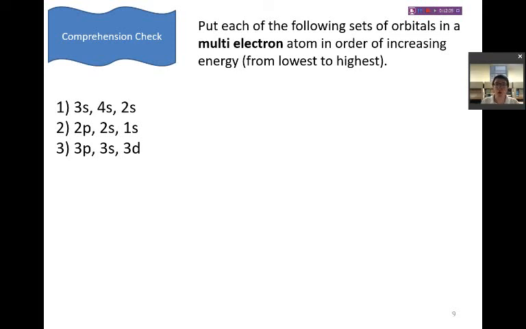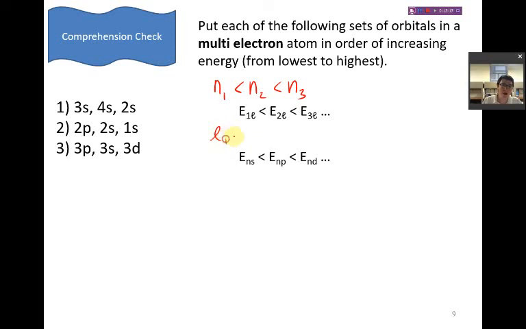Welcome back. So in this case, we want to put each of the following sets in a multi-electron atom in order of increasing energy from low to high. There are two things we want to remember. For a given L value, so for orbitals that are of the same shape, the lower the n value, the lower the energy. So n of 1 is lower in energy than n of 2, n of 3, etc. The second rule is that within a given shell, the L value dictates energy levels. So the lower the L value, the lower the energy.